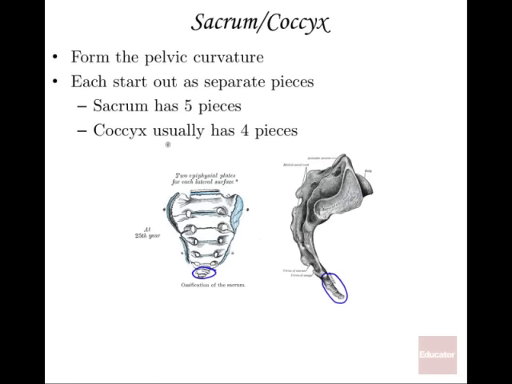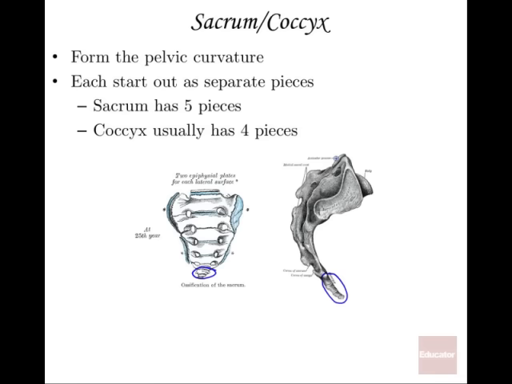The reason why it says coccyx usually has 4 pieces is in some people the coccyx is only 3 bones, in other people it's 5. But most of the time you would see 4 tiny bones making up that very, very most inferior part of the vertebral column.